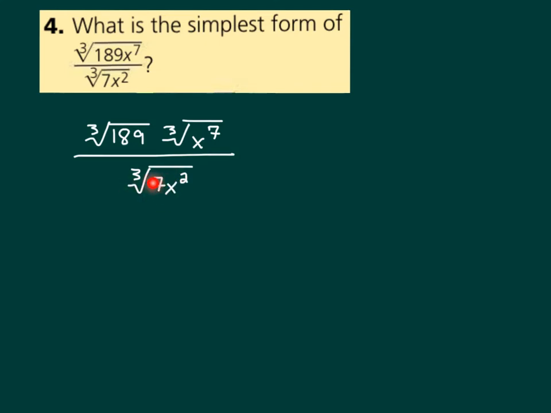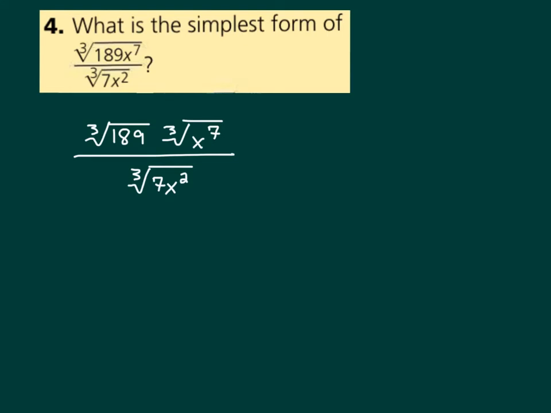Why do I not break this one up? Hopefully at this point you are noticing that this actually is not going to be able to simplify at all. 7 is not a perfect cube, nor does it have any factors that are perfect cubes. And x squared, anytime the exponent under the radical here is smaller than the root over here, you are not going to be able to simplify it.